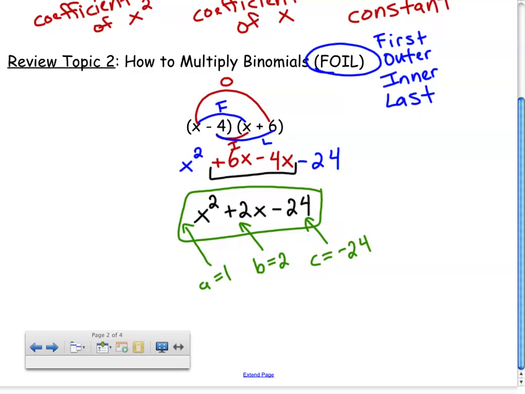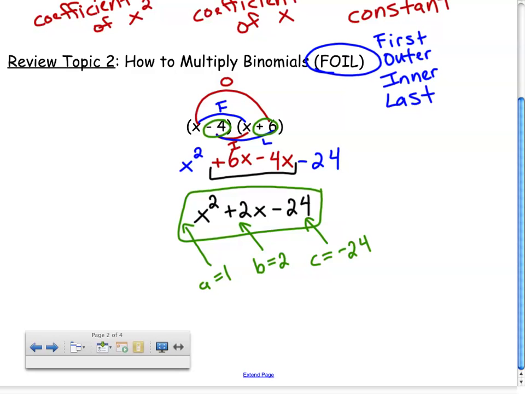And if you see it, that's great. But if you didn't, here's what the pattern is. If you take negative 4 and positive 6, when you multiply them, you get negative 24, which is the value of c. And if you add them, you get 2, which is the value of b.